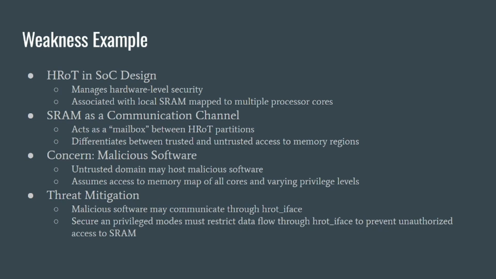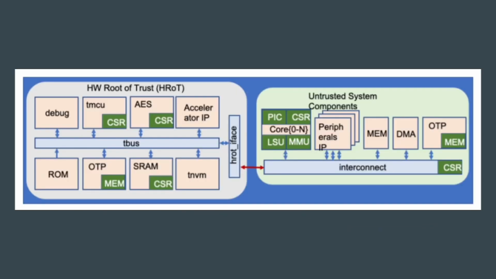The weakness is that the software can access the memory map to all the cores and may run different privilege levels on untrusted cores, since those cores are able to communicate with the SRAM mailbox. To mitigate this issue, information shouldn't enter or exit the shared region of SRAM through the HROT and iFace. And this is just a diagram to picture this example.